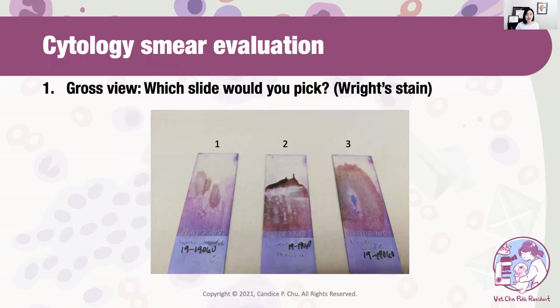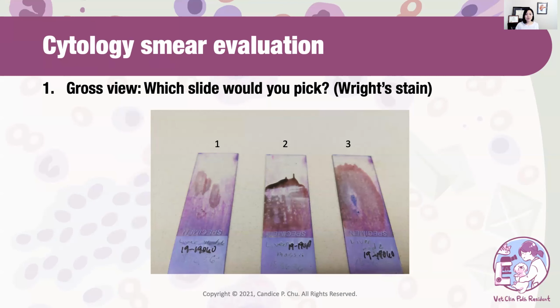All right, so this is our own stain, which is called Wright's stain. And basically the microscopic evaluation of the slide starts when we look at the slide grossly. So among these 3 smears, these are all prepared from liver fine needle aspirate in a dog. Number 1, number 2, number 3, which slide would you pick to look at under the microscope first? So take a couple of seconds to think about your answer.